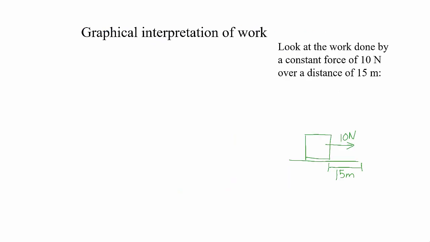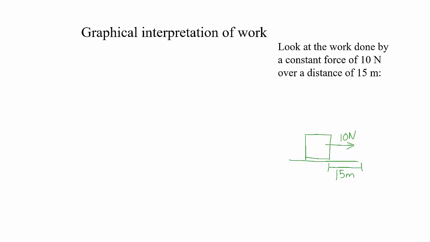To understand how to find the work done by a non-constant force, we're first going to return to something that we've already looked at, which is the work done by a constant force. In this situation, we're going to look at a constant force of 10 newtons acting to the right on a box that slides 15 meters to the right. We already know how to find the work done by that constant force, but we're going to look at this a little bit differently.